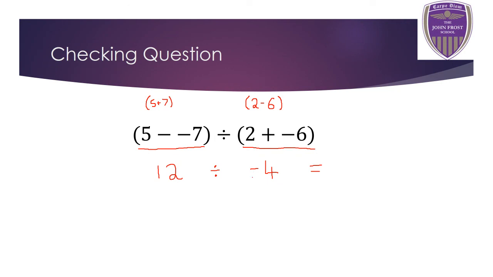And this was one of the examples at the start of the lesson. So because one of the numbers is negative, the answer will be negative. And then 12 divided by 4 is 3. So 12 divided by minus 4 is minus 3, meaning our original question, 5 take away minus 7 divided by 2 add minus 6 is also minus 3.